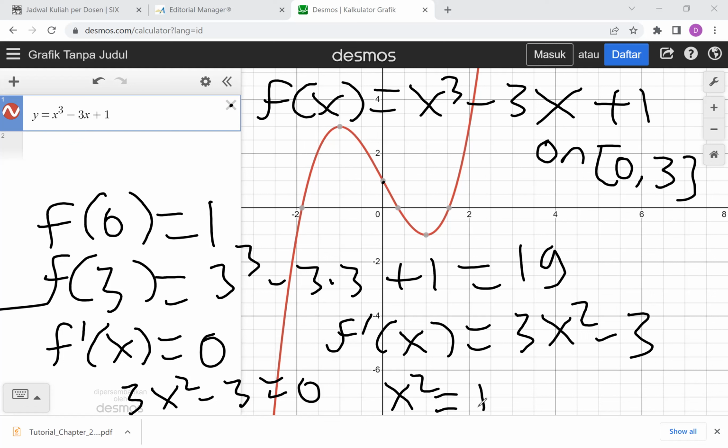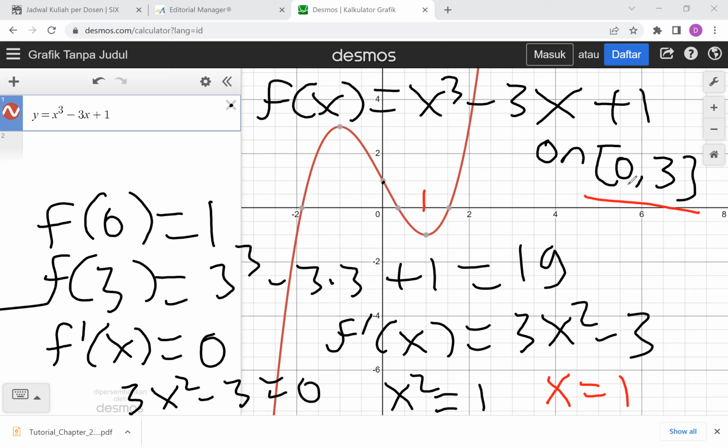But here is the common mistake. We only work on the interval [0, 3]. So the solution to this equation is only x equals 1. We just ignore x equals minus 1 because it is outside the interval. That's the key point.